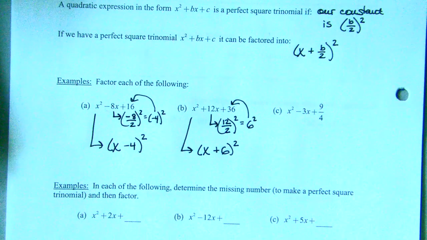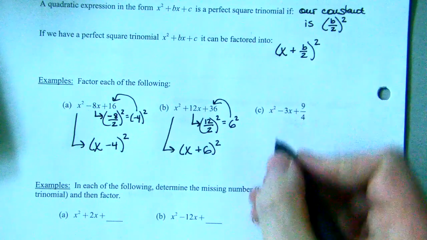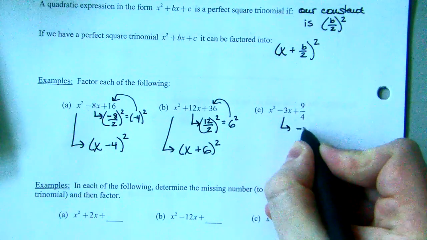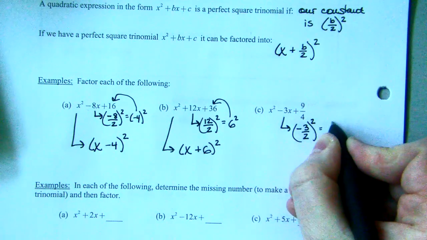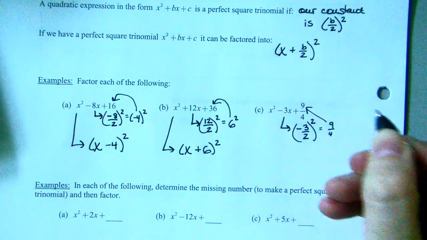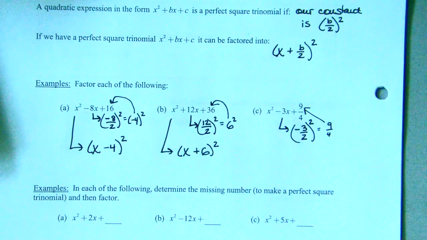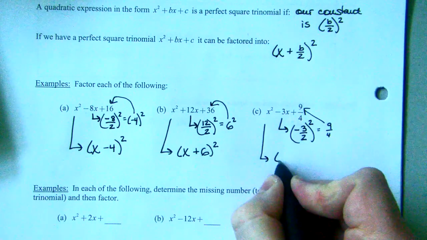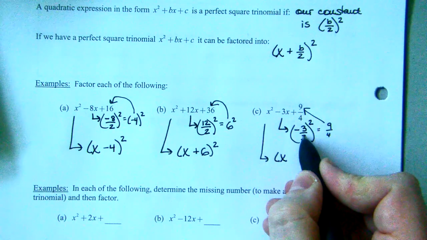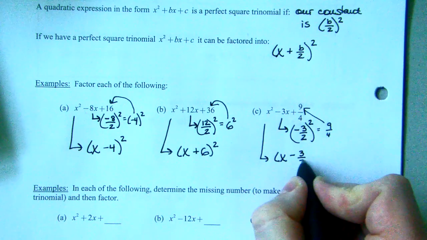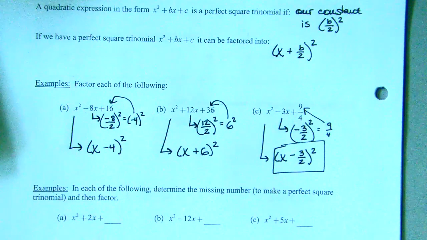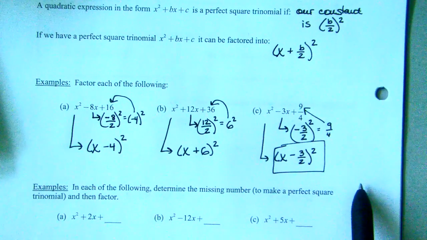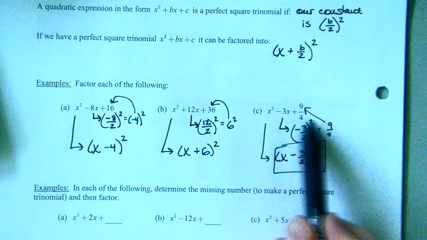This last one looks unpleasant, but we can still do it. Half my middle number is negative 3/2. If you square negative 3 halves, you're going to get positive 9 over 4, exactly what that constant is at the end. So even though there's a fraction, this is still a perfect square trinomial. I can factor this into x and then half the middle number before I do any squaring, so x minus 3 halves in parentheses squared. Again, if you wrote this out twice and FOILed, even though it's a fraction and messy, you would get that original problem back.